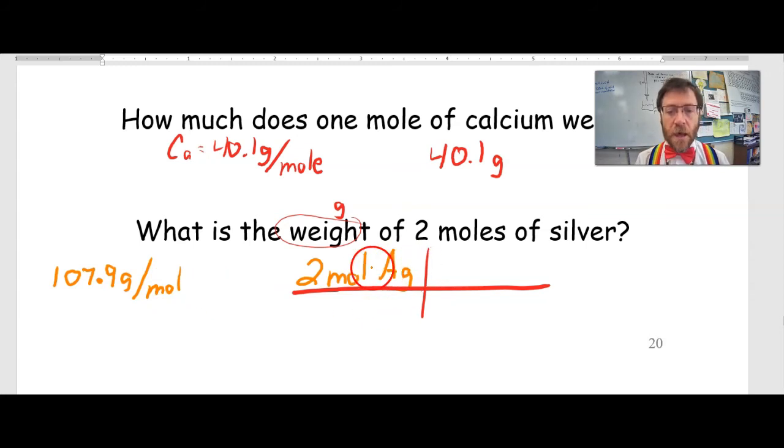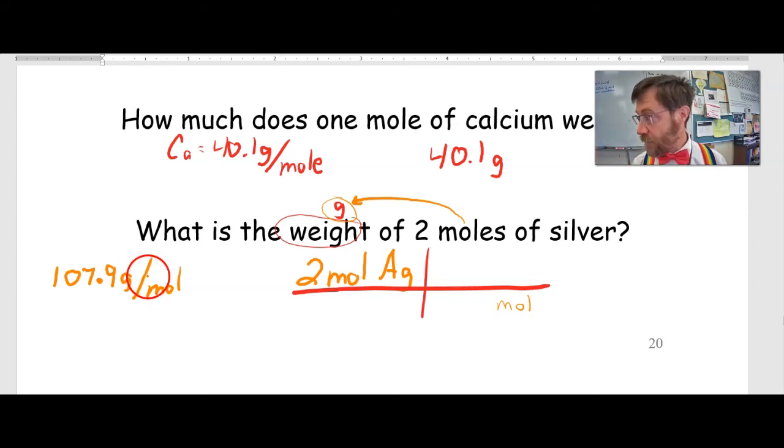Okay, great. So coming back over to here, we need to go from moles to grams. So this is what we need to end up with: grams. So if I have moles in the upper left, I'm going to need moles in the lower right. And according to my equality that I have over here, how many is that? 1 mole.